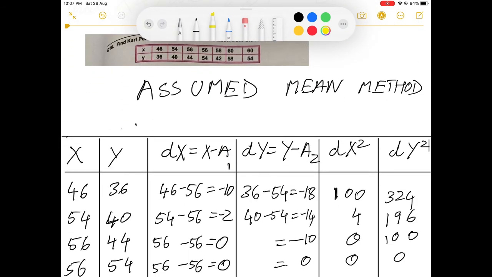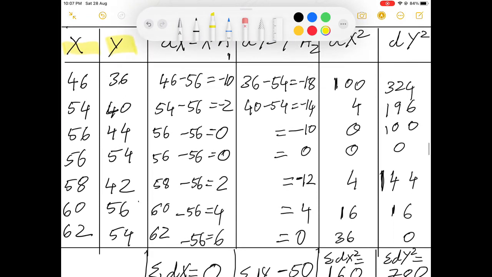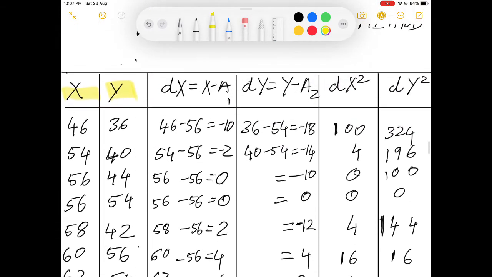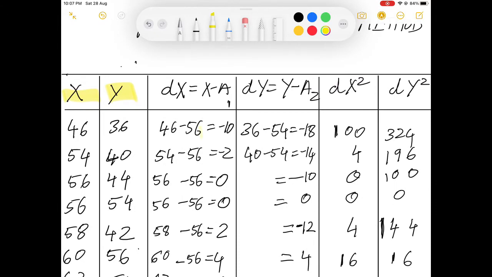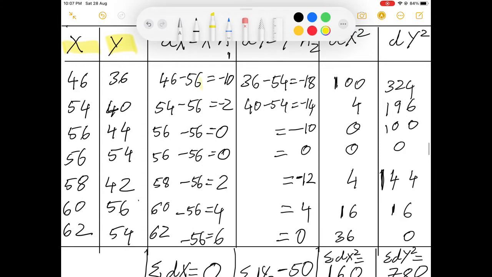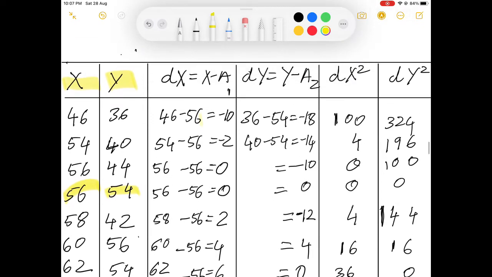Now let's move to the assumed mean method. In the assumed mean method, we don't need to calculate the means. We can just assume a1 and a2, which are assumed means for x and y. So for x, we assume the mean a1 equal to 56. For y, we assume the mean equal to 54. Now using these assumed means, we will first calculate dx, which is x minus assumed mean of x, which is 56. After that, we will calculate dy, which is y minus assumed mean of y.